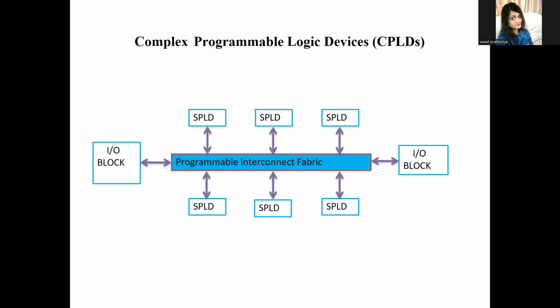Now we'll discuss, apart from SPLD and PLD, one more device: the complex programmable logic device. So what is a CPLD? It contains multiple logic blocks and has input output blocks for communication. It has an interconnect fabric for routing the signals. Each logic block can hold up to 8 to 16 macro cells. So it is suitable for medium scale applications such as decoders, encoders and control units.